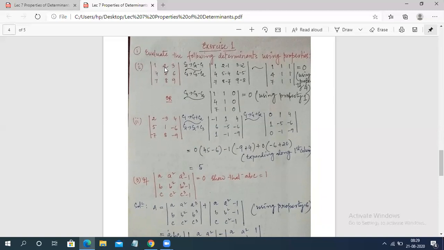that in C2 and C3, in each entry the difference is 1. So we can write C2 as C2 minus C1 and C3 as C3 minus C2. This is the first transformation we are doing. We are changing the entries in the second column and third column, but the first column will remain the same. So this is 1 4 7. Okay, now we are changing C2 as C2 minus C1.